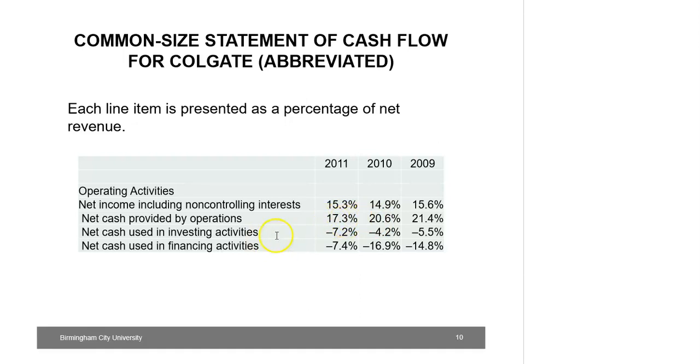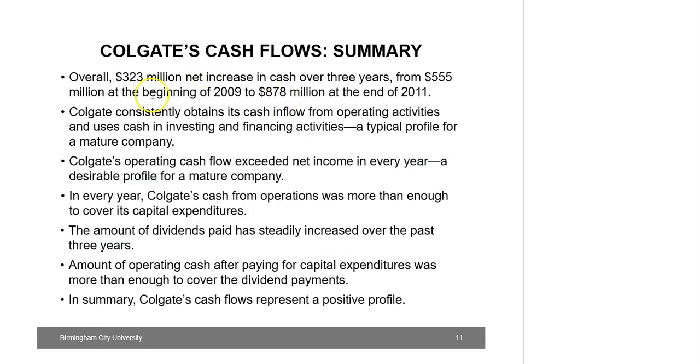The net cash flow from investing activities in absolute terms is slightly higher in 2011 compared to the previous 2 years. However, this is explained by the Cenex acquisition. The net cash flow used in financing activities is lower in 2011 compared to 2010 and 2009 in absolute terms, and this is explained by the net proceeds from debt as well as the lower acquisition in 2011 compared to the previous 2 years. In summary, there is an increase of $323 million in cash over the 3 years from 2009 to 2011.